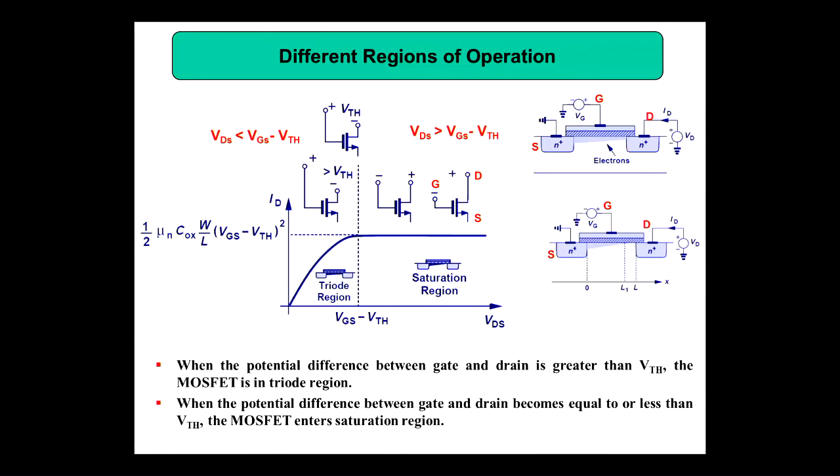So, different regions of operation. The MOS has mainly 2 different regions. One is the triode region, another one is the saturation region. In the triode region, this is the distribution of the electron density. In the saturation region, you are getting a pinch off. When the potential difference between gate and drain is greater than VTH, the MOSFET is in the triode region, VDS less than VGS minus VTH. When the potential difference between gate and drain becomes equal to or less than VTH, the MOSFET enters the saturation region.